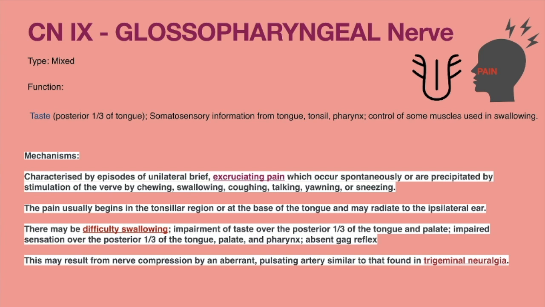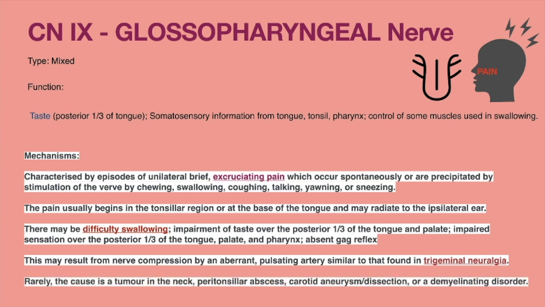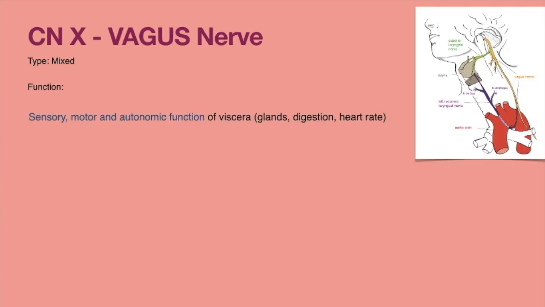And again, aberrant branches of arteries are just one example, and that seems to be a common thing that comes up. But again, any space-occupying lesions such as a tumour or peritonsillar abscess, and rarely a carotid aneurysm, or once again, demyelinating disorders like MS might be the root cause for this. So again, you can't always tell exactly what the patient might have, but certainly you can decide that it might be a reason for them to go on to further examination.